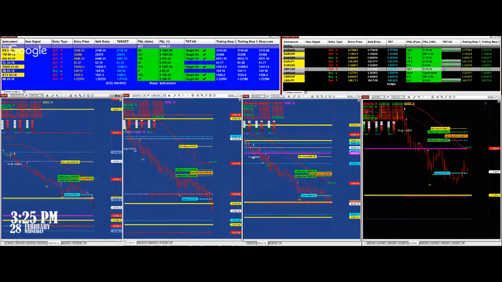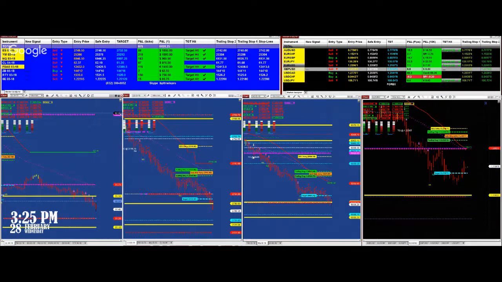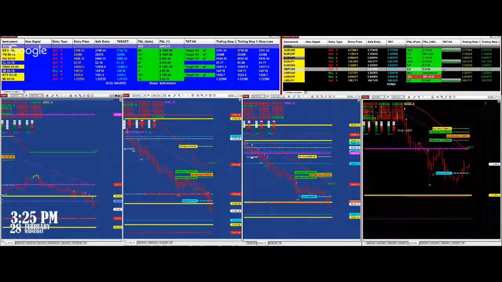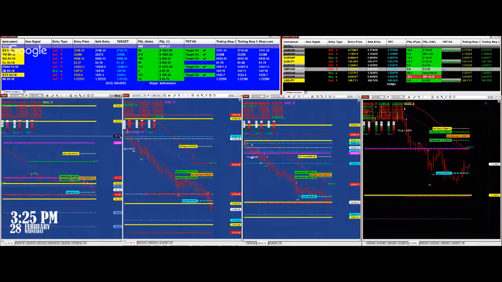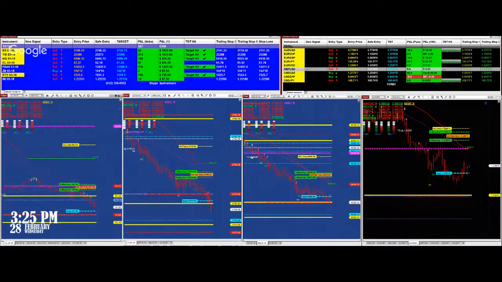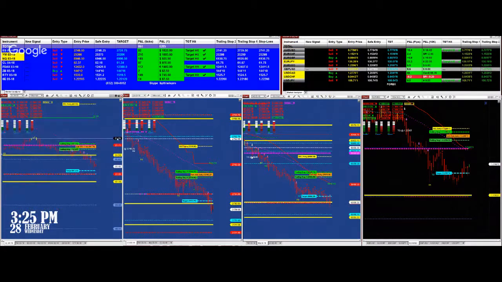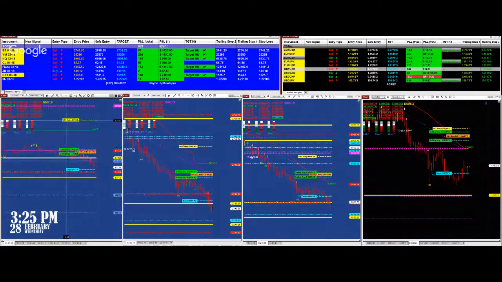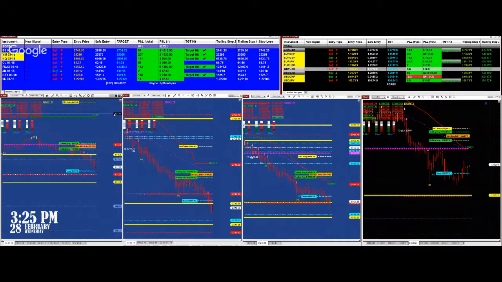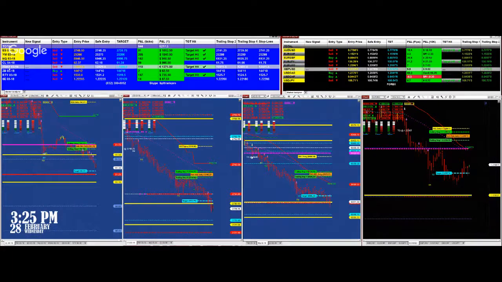What is the CL? Okay. The CL is still missing a couple ticks. Look where the entry was on the CL, and we're still missing a couple ticks on the CL. Okay. DAX, we hit it. This is really amazing.